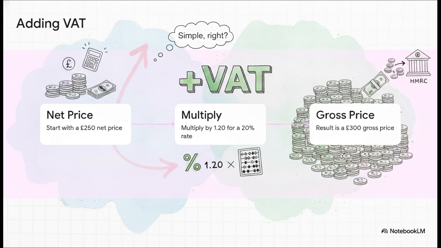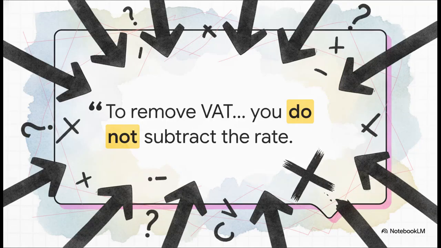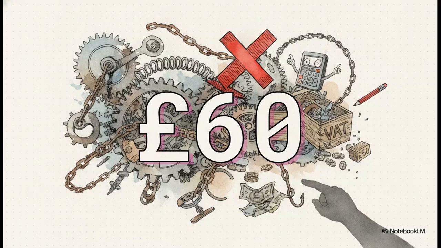Simple enough, right? But here's where it gets tricky. And this is exactly where most people fall into a really dangerous trap. When you want to reverse that math, like when you have the gross price and you need to find the net, you absolutely do not just subtract the percentage rate. We call this the subtraction trap. Let's look at exactly how this trap springs on you.